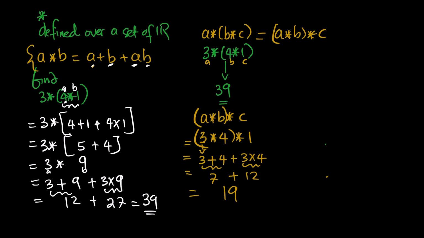Now we're going to look at a different problem set, because we said that here is going to give us 19. Therefore, the operation star is not associative.